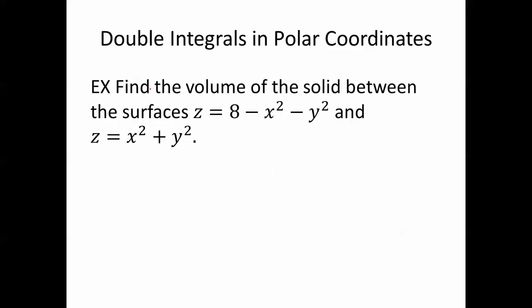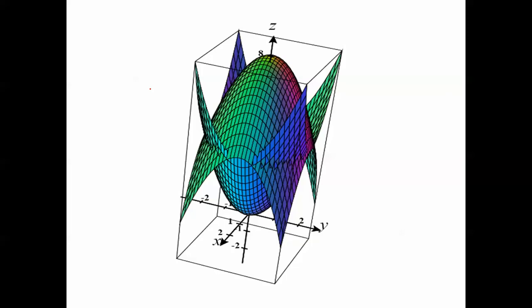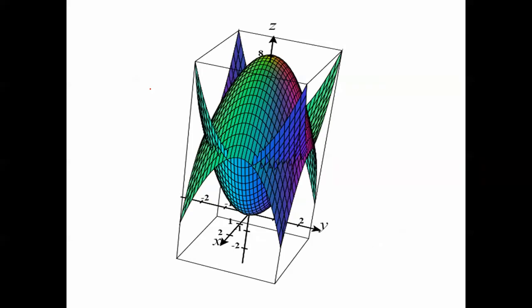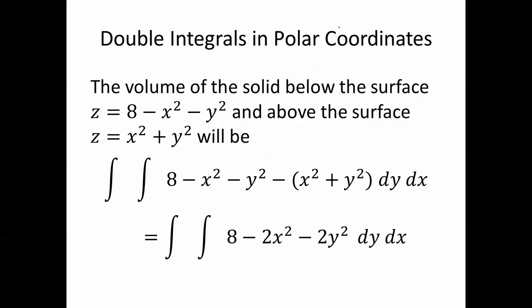Okay, how about these? Let's find the volume of the solid between the surfaces z equals 8 minus x squared minus y squared and z equals x squared plus y squared. Okay, so here we've got the elliptic paraboloids and the volume of the solid below the surface. So this is the 8 minus x squared minus y squared. And this bottom one is x squared plus y squared, z equals, in other words. Okay, the volume of the solid below the surface z equals 8 minus x squared minus y squared and above the surface z equals x squared plus y squared will be this integral. Okay, because this is the stuff on top, that's the stuff on the bottom.